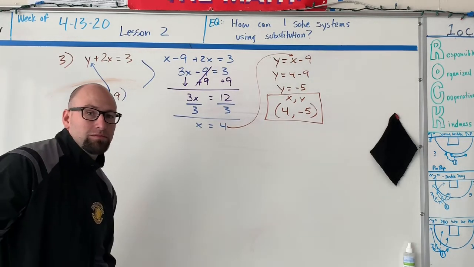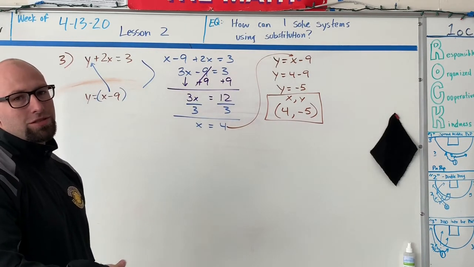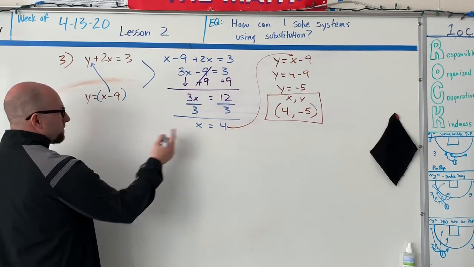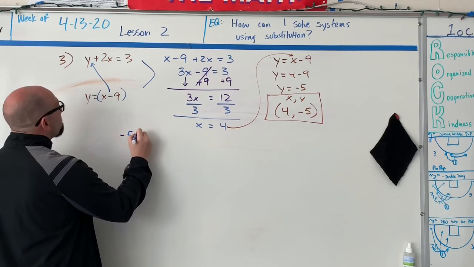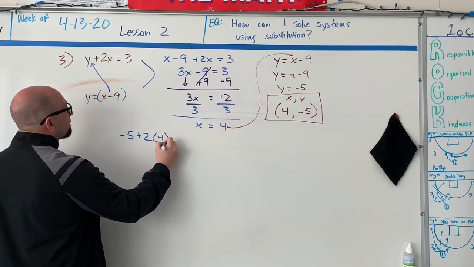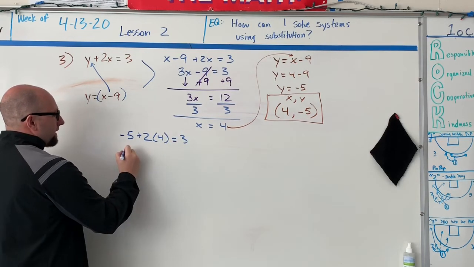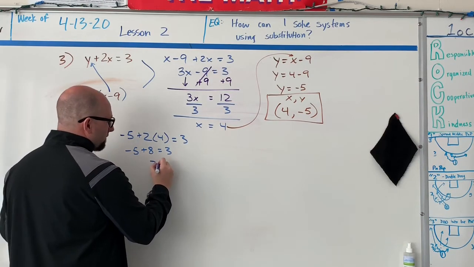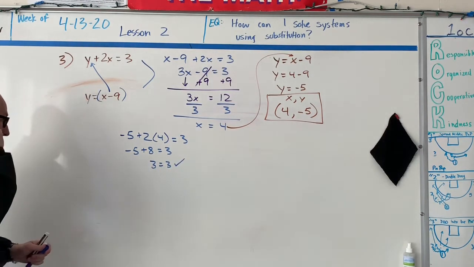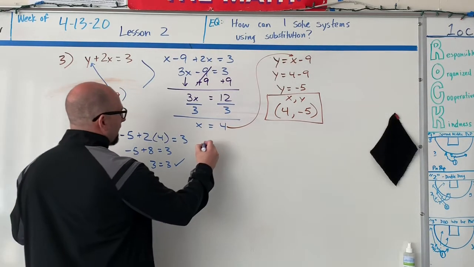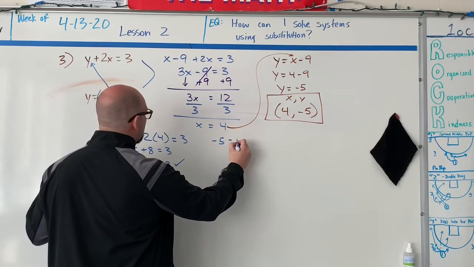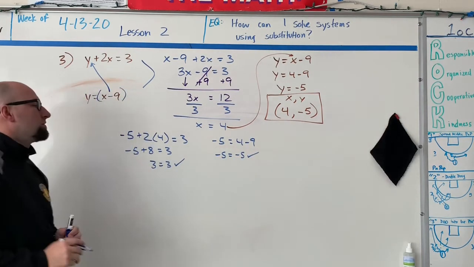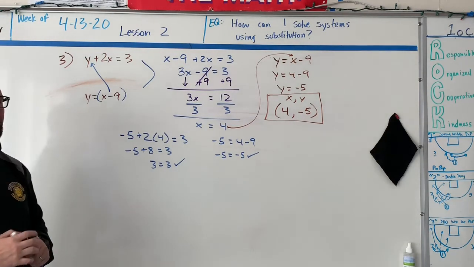How do I make sure that's right? I plug those back into the two equations and just verify that they're correct. So that's what I'm going to do right now. I've got y plus 2x, so y, I've got -5 plus 2 times 4 equals 3. So I get -5 plus 8 equals 3. -5 plus 8 is 3, so 3 equals 3. That's correct. Now let's do it to this one. I've got -5 equals 4 minus 9, -5 equals -5. That's correct as well. So there you go. You know that the solution is right.